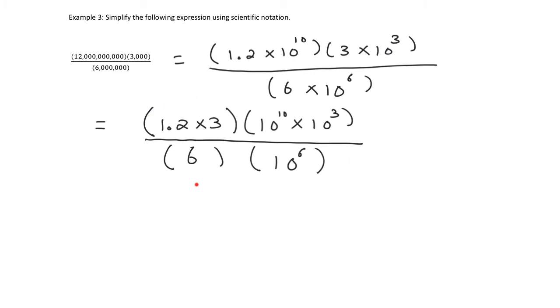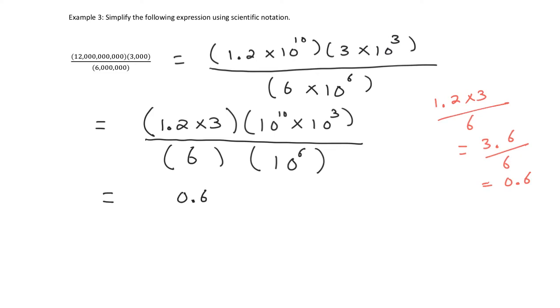So this portion's pretty simple. It's just a matter of multiplying 1.2 and 3 and then dividing by 6. So if I think about that over here, 1.2 times 3 divided by 6. Well, what is that? 1.2 times 3 is 3.6, and 3.6 divided by 6 is 0.6, okay? So for my first part, I'm going to replace that with just 0.6.